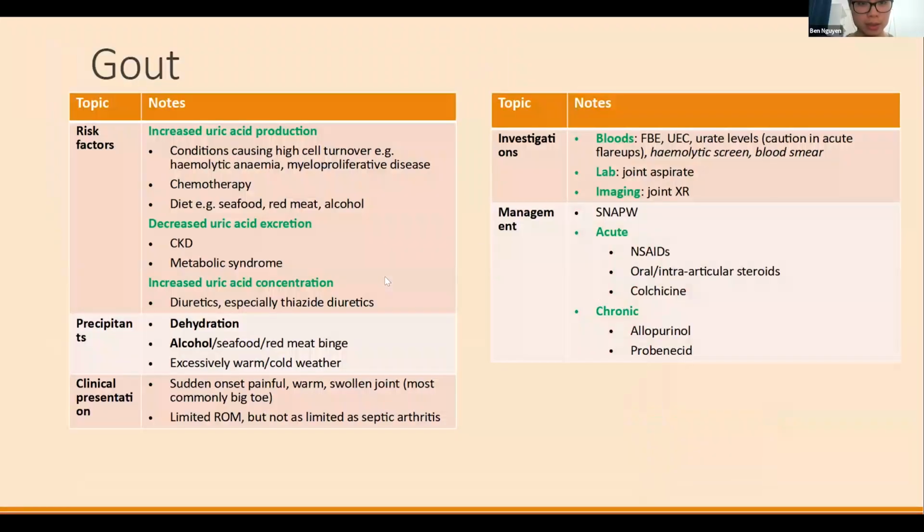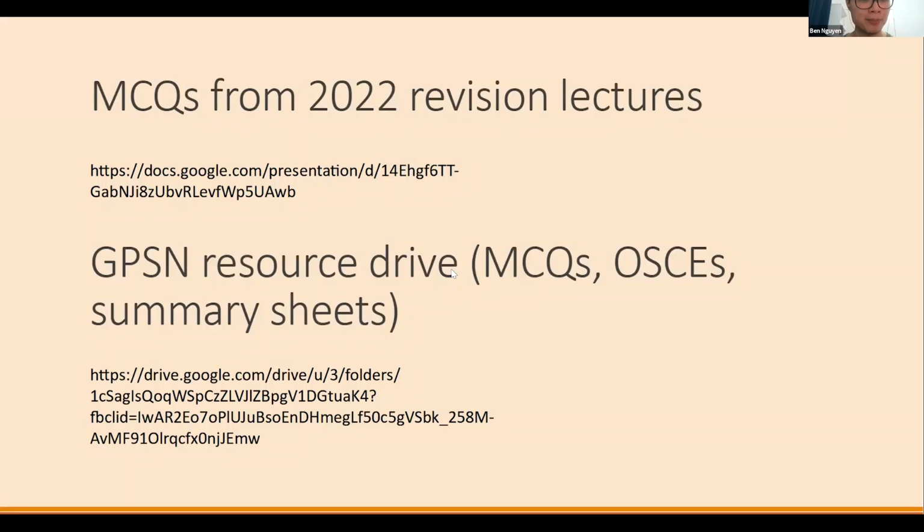And cool, I think that's it. Just some more resources for you guys if you'd like. So MCQs from last year and our general GPSN drive.